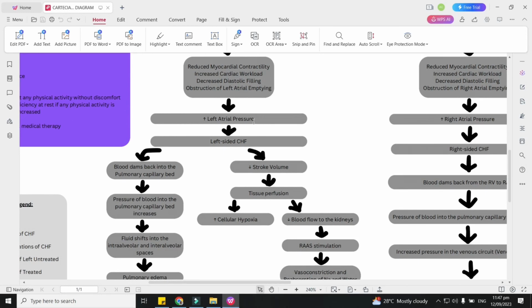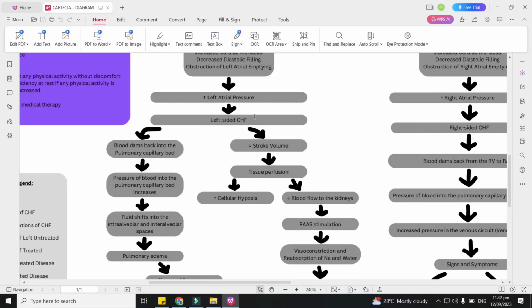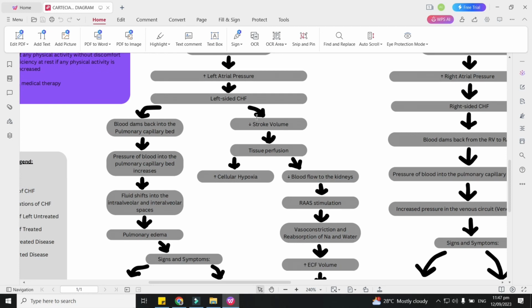So what happens when that pressure increases? There is what we call now a left-sided CHF, or congestive heart failure. So first is the stroke volume. When that happens, our stroke volume decreases. So how our heart can pump blood.